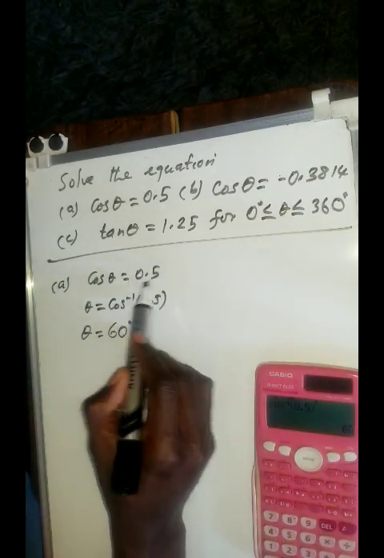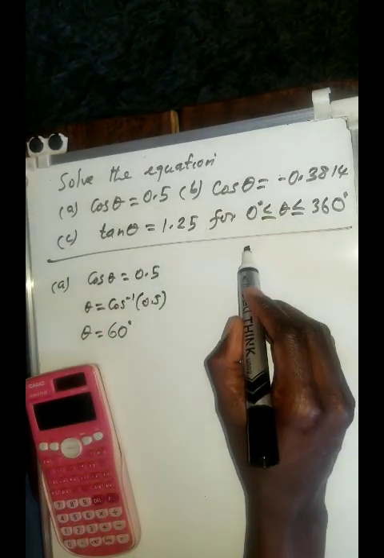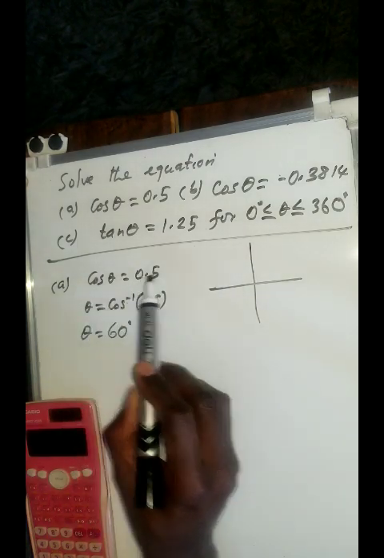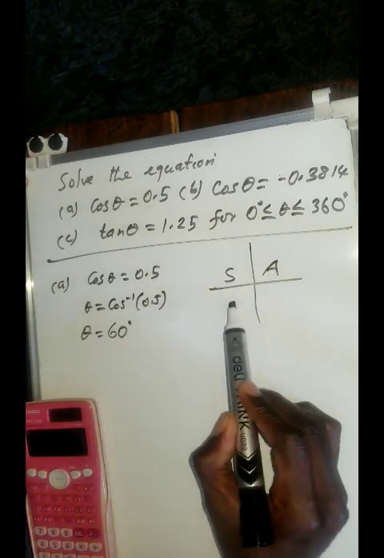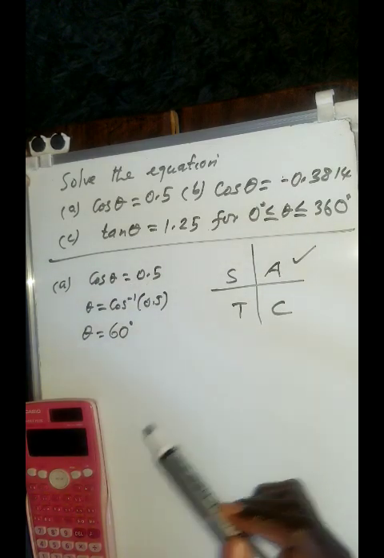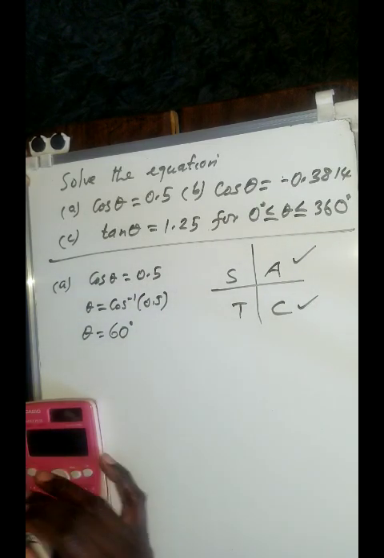Now, because this is positive, where are you getting your angles? It is where cos is positive. So, all students take chemistry. Now, where is cos positive? Yes, it's in the first quadrant and in the last quadrant.